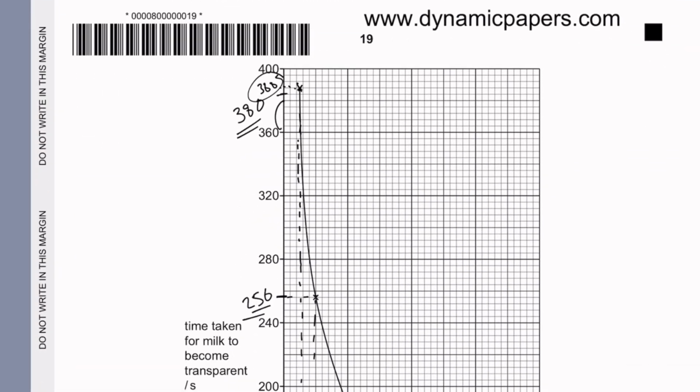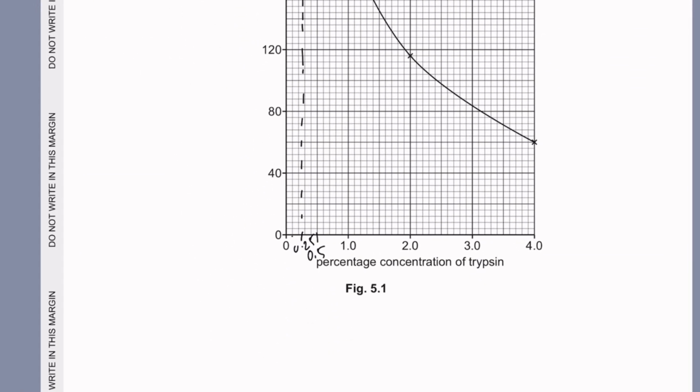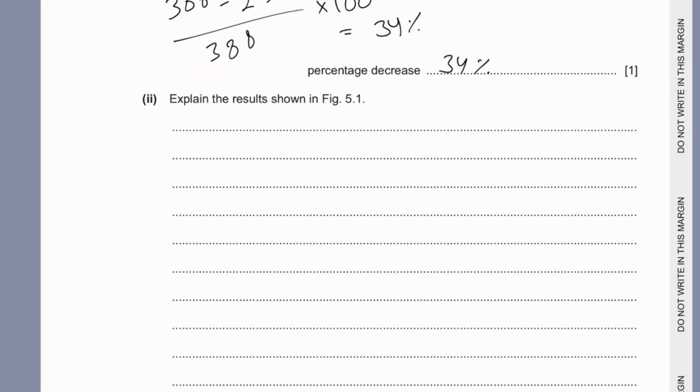So to explain the results in figure 5.1 is basically to explain this exponential graph. As you know, concentration of trypsin is going to be the limiting factor for the rate of reaction. As you increase the concentration, it increases the rate of reaction and hence reduces the time taken for calcium to be destroyed. So let's write this down.